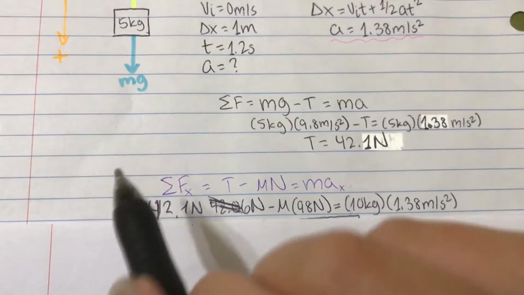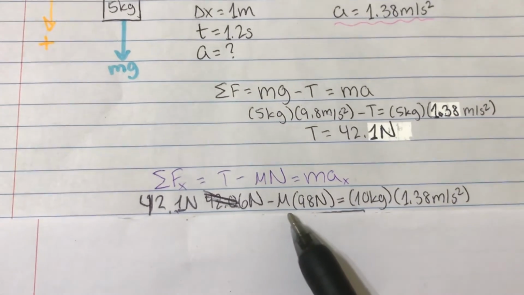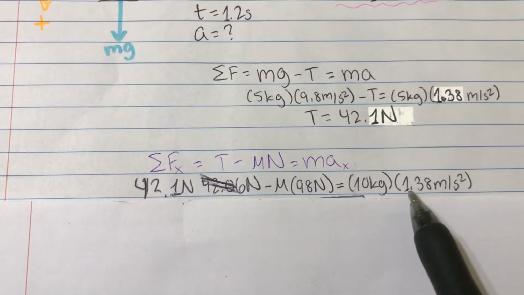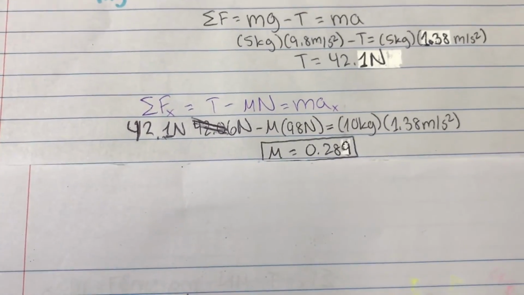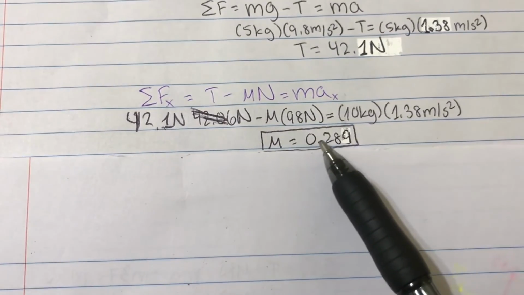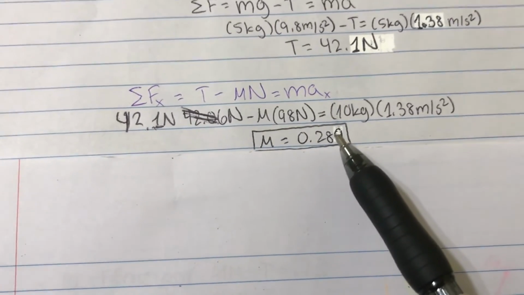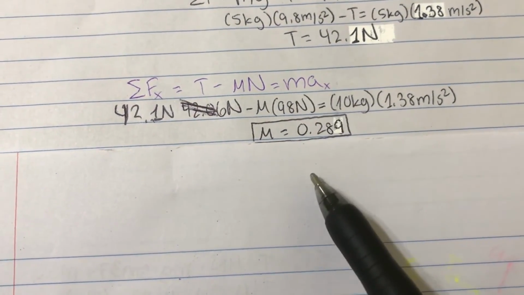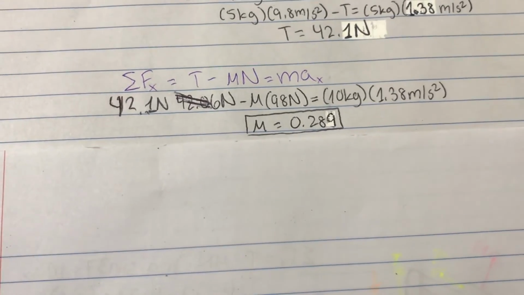42.1 newtons minus mu times 98 newtons, which was the normal force, equals 10 kilograms times the acceleration, which is 1.38 meters per second squared. When we solve all that, we get that mu is equal to 0.289, and it doesn't have a dimension since mu is a coefficient. And that is our answer. They asked us for the coefficient of kinetic friction, and that is it, 0.289. I hope this helps. Thanks for watching.